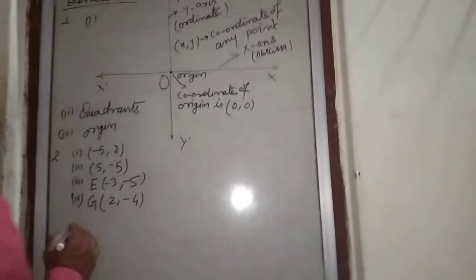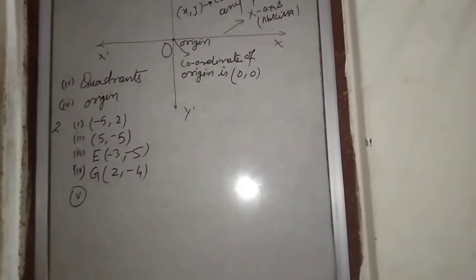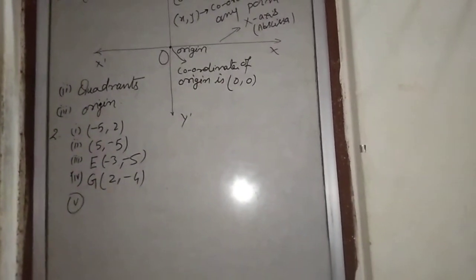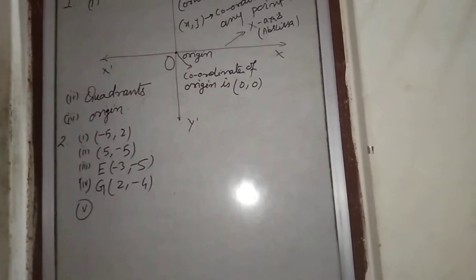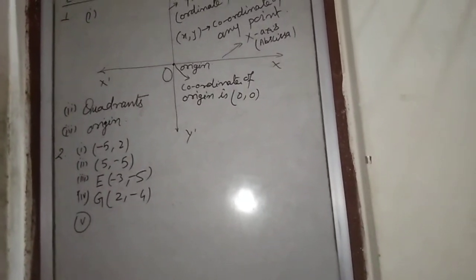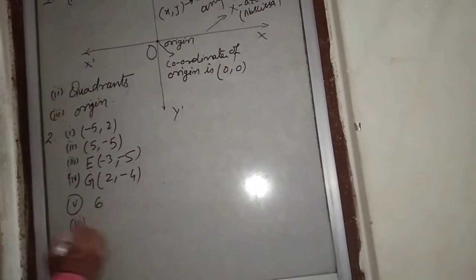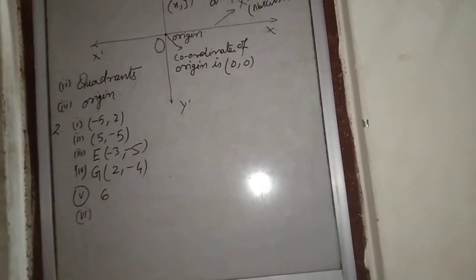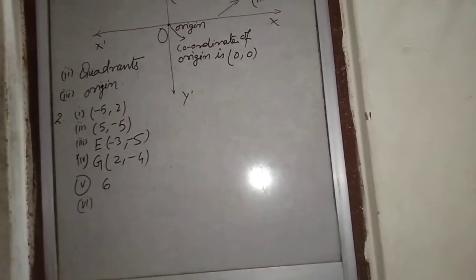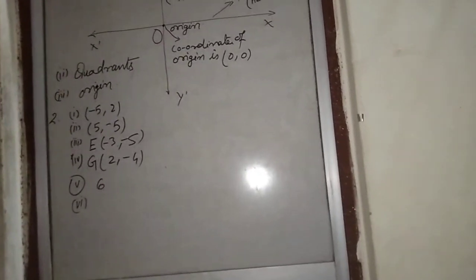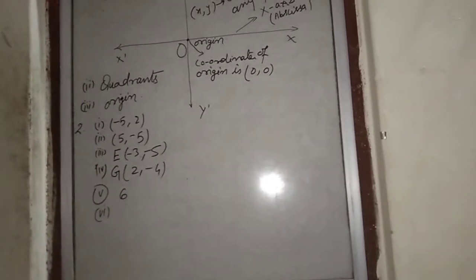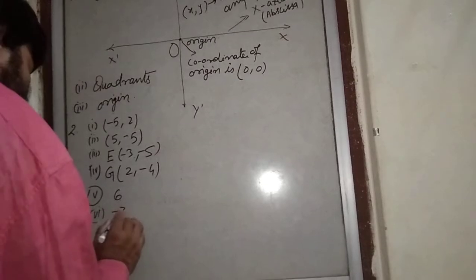And now the fifth part, the abscissa of point D. Abscissa means the value of the x-axis. Abscissa of D is 6. And now the sixth part, the ordinate of point H. Ordinate means the value of the y-axis. For point H, the value of the y-axis is -3.